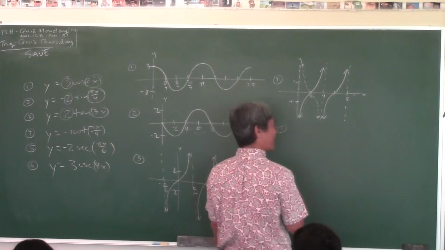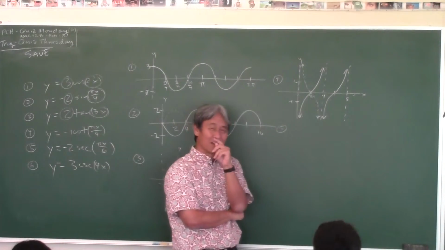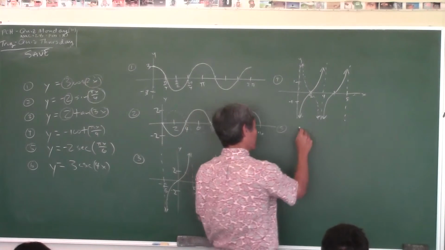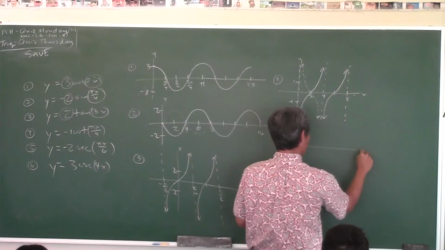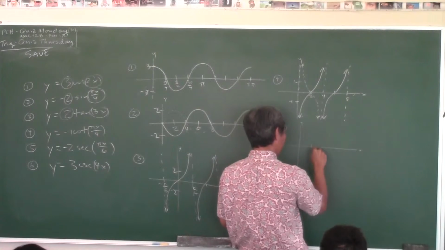Okay, 5. We have a secant graph. Now, what is a secant graph again? It's the reciprocal of cosine. So, to graph secant, what you do is you start with the cosine graph.